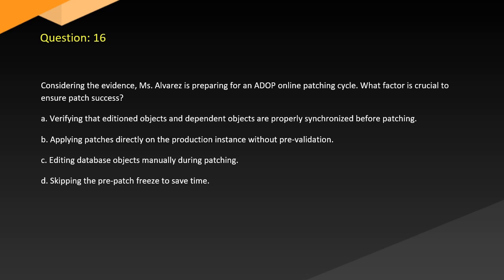Question 16. Considering the evidence, Alvarez is preparing for an ADOP online patching cycle. What factor is crucial to ensure patch success? A. Verifying that additioned objects and dependent objects are properly synchronized before patching. B. Applying patches directly on the production instance without pre-validation. C. Editing database objects manually during patching. D. Skipping the pre-patch freeze to save time.